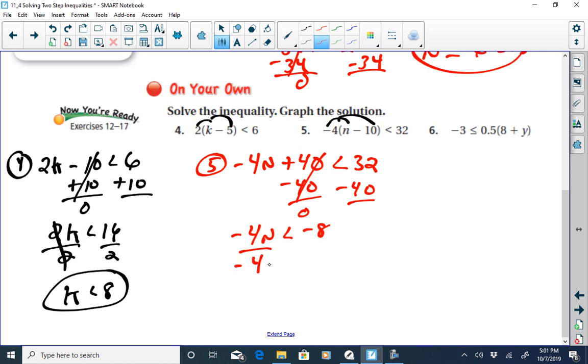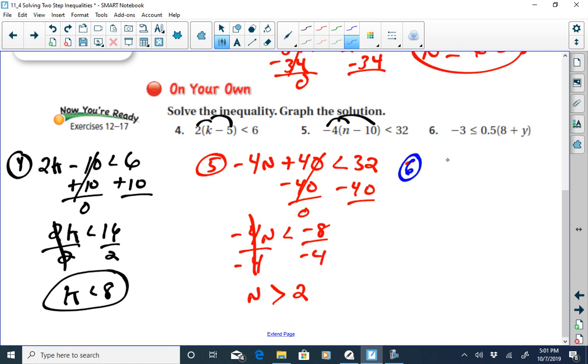Then we divide both sides by negative 4. On the left, they cancel. N has to be greater than, negative divided by negative is positive, 8 divided by 4 is 2. We reverse the inequality symbol there because we divided both sides by a negative number. Problem 6. We have negative 3. Oh, that's right. Oops. Let's do problem 6 here.